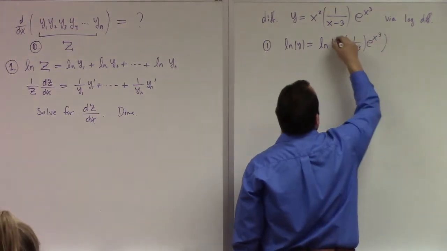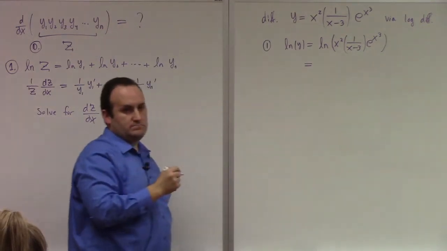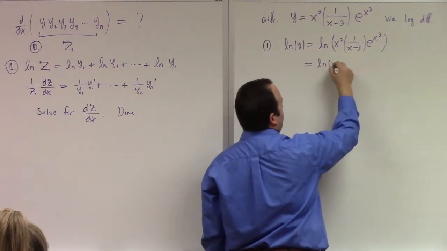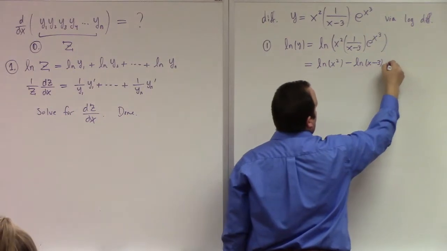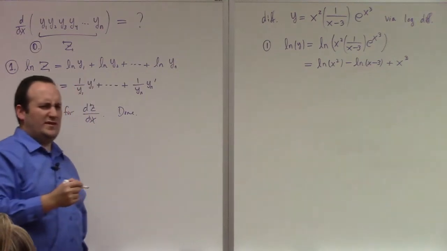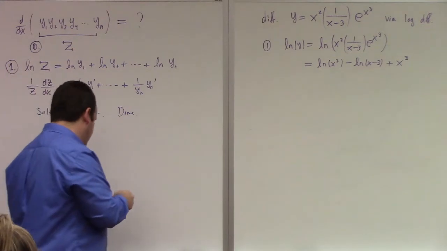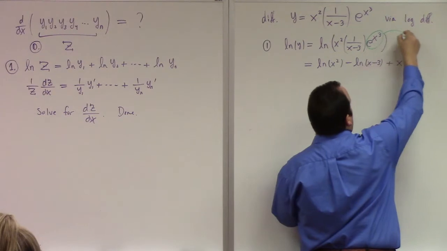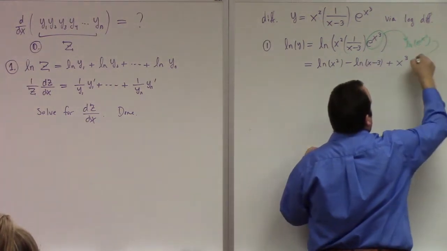So how do we simplify the natural log of a product of three things? What's that look like? We have to use the properties of logs, which is what? Natural log of x squared minus the natural log of x minus 3 plus x cubed. Where did the x cubed come from? What happened to the exponential? What was the in-between step I didn't write down? I'll tell you now, though. I went from this, went to the natural log of e to the x cubed, which goes to that.